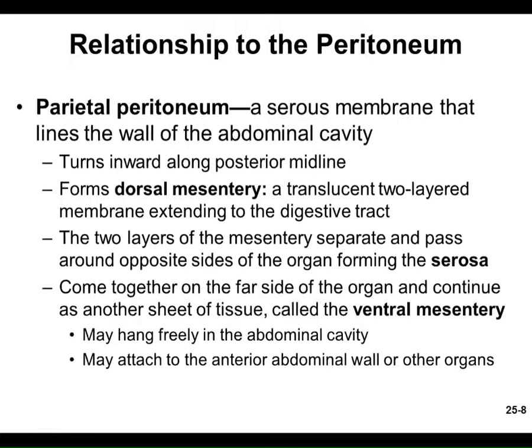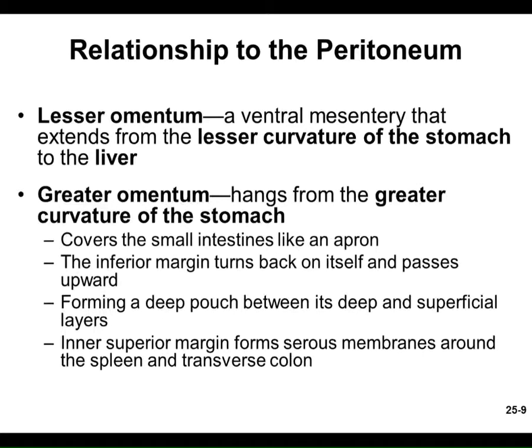And it forms sort of a two-layered membrane around the digestive tract. Again, we call it the serosa, the outer layer. And some of this kind of hangs around within. I won't worry about the dorsal versus the ventral mesentery. There is the lesser omentum. The lesser omentum is some of this mesentery that extends from the lesser curvature of the stomach to the liver. And then the greater omentum is basically this big sheet that hangs from the greater curvature of the stomach, and it covers over the small intestines like an apron.